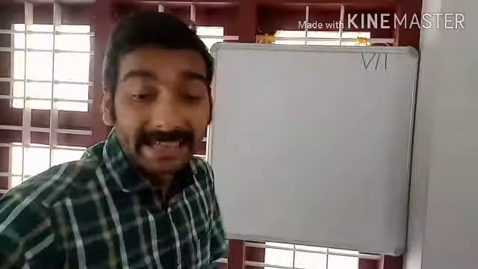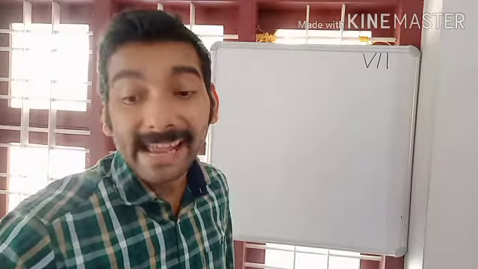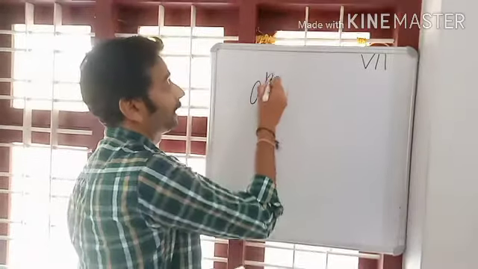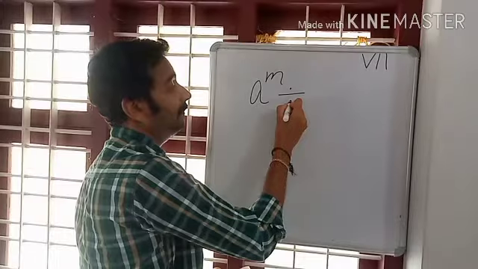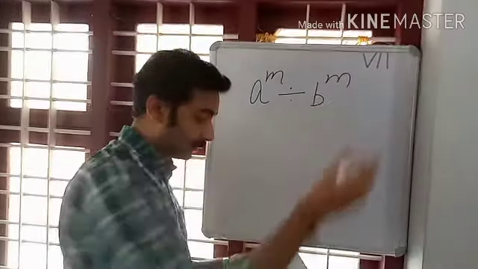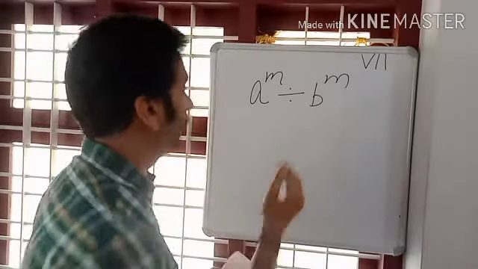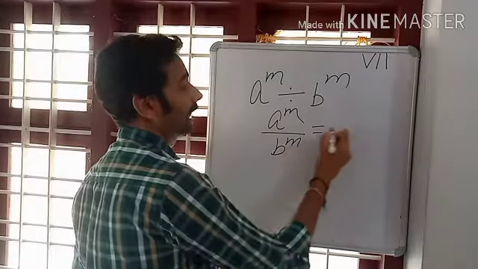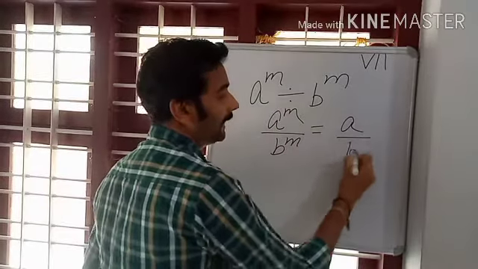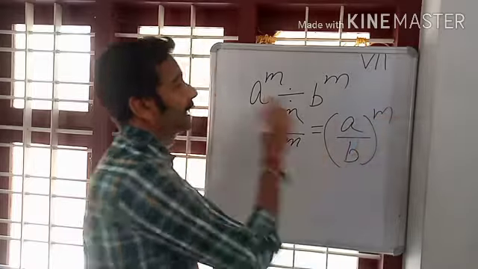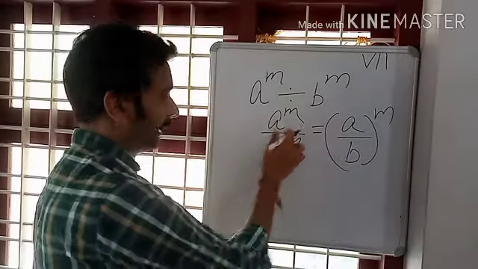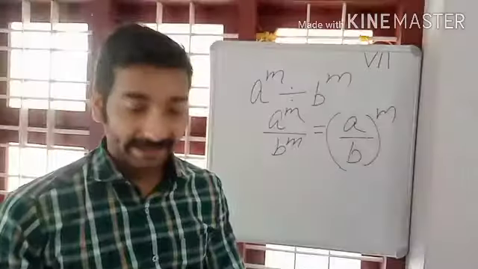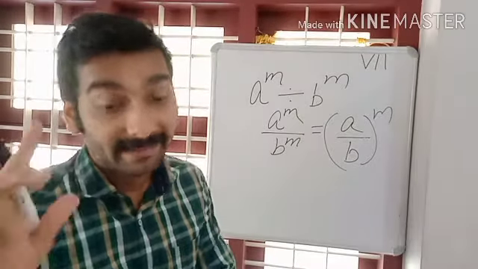Another one is dividing powers with same exponent. Dividing powers with same exponent. That means a raised to m divided by b raised to m. Okay. A raised to m divided by b raised to m. That means a by b all raised to m. A raised to m divided by b raised to m means a by b whole raised to m. Dividing powers with same exponents.